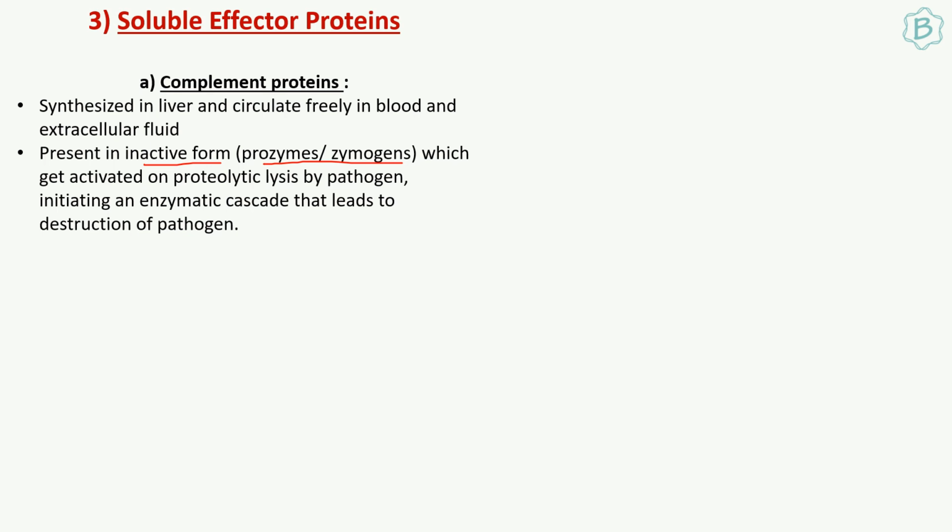Now, if this zymogen manages to come in contact with a pathogen, the pathogen will induce a proteolytic lysis event in your zymogen. Now, because of this proteolytic lysis, the inactive form will now transform into an active form, and this active form is known as serine protease. It is a serine protease.